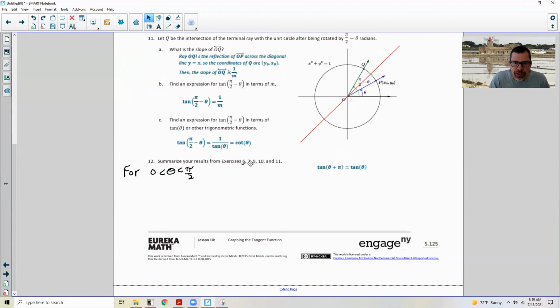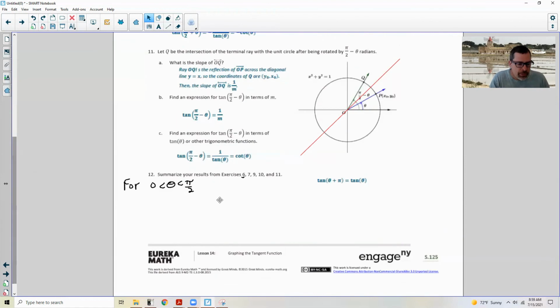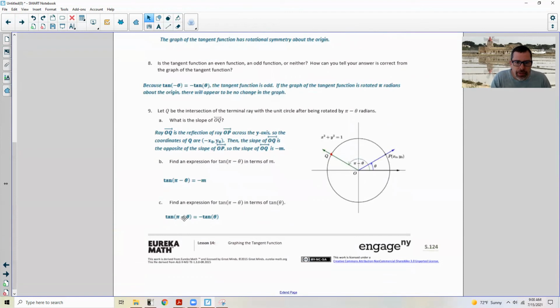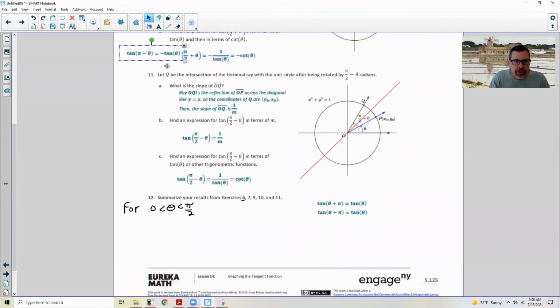Well, what did we discover in 7? So I'm going to go back to 7, and it's right here. The tangent of negative theta equals the negative of the tangent of theta. So I'm going to add that to my summary. So that goes here. All right, now let's go on to number 9. Number 9, part C says the tangent of pi minus theta is equal to the negative of tangent of theta. All right, so that's part of our summary.